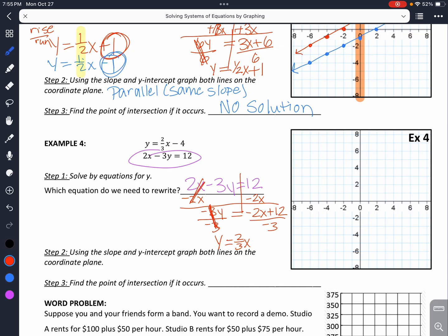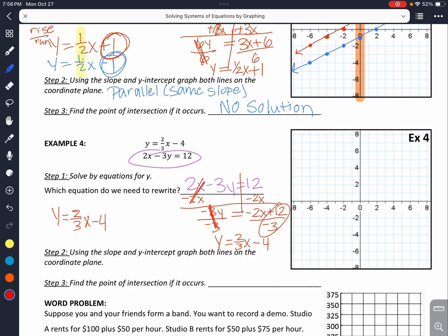Okay. And then I'm going to look here and say, all right, let's group those together. So if I have 12 divided by negative 3, well, this we can do. We know 12 divided by negative 3 is negative 4. So that equation is going to be y equals positive 2/3 x minus 4.